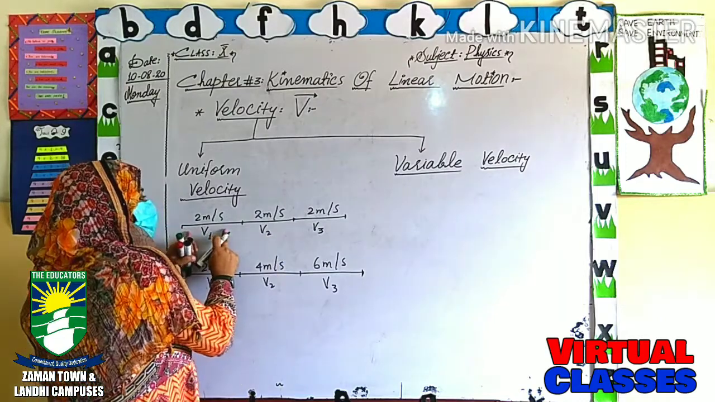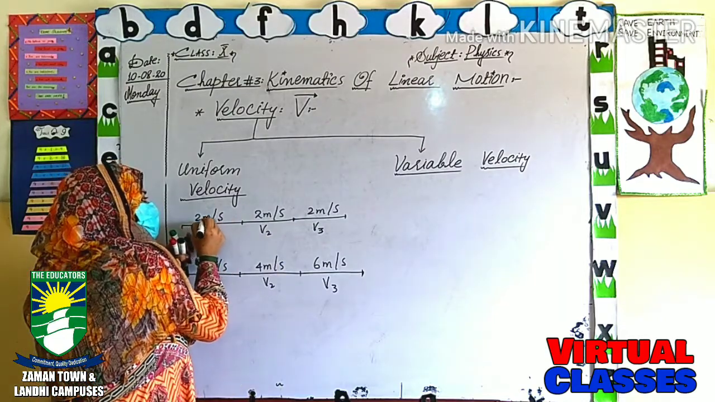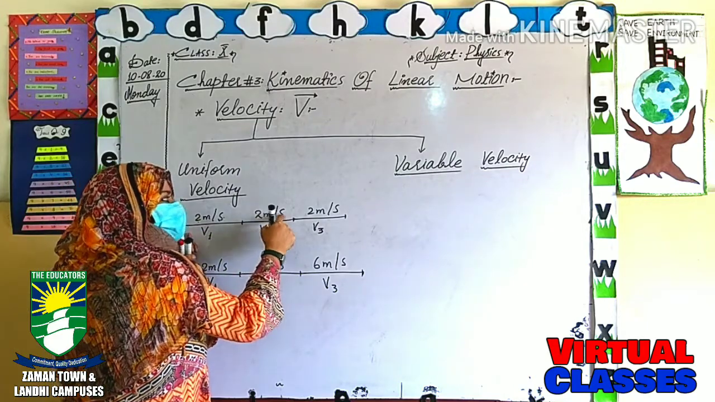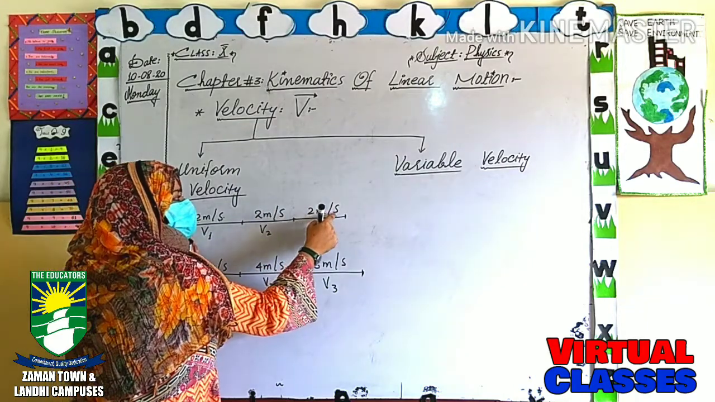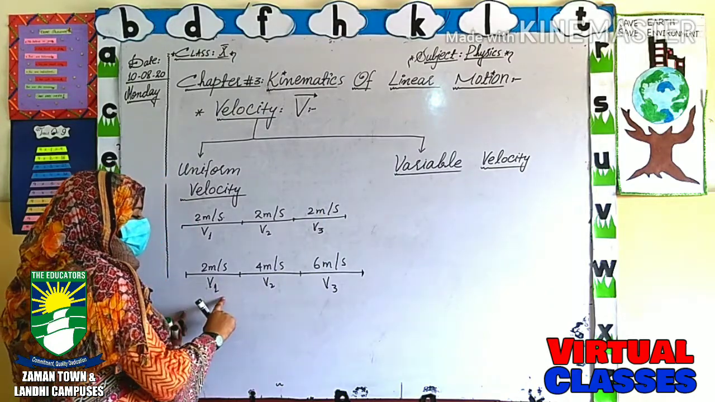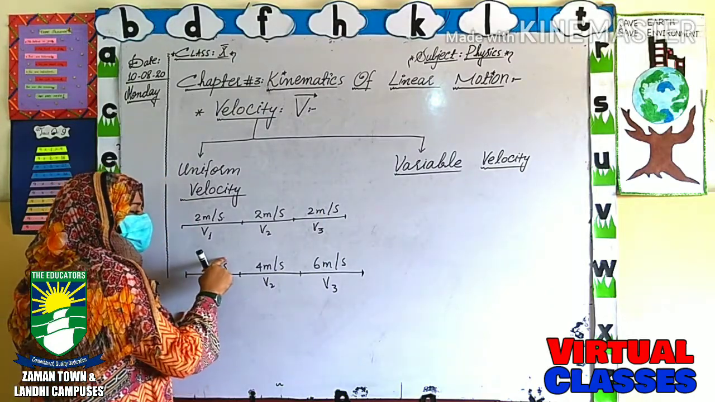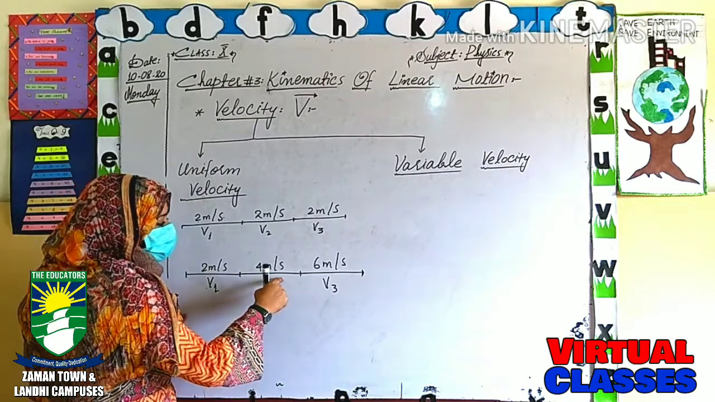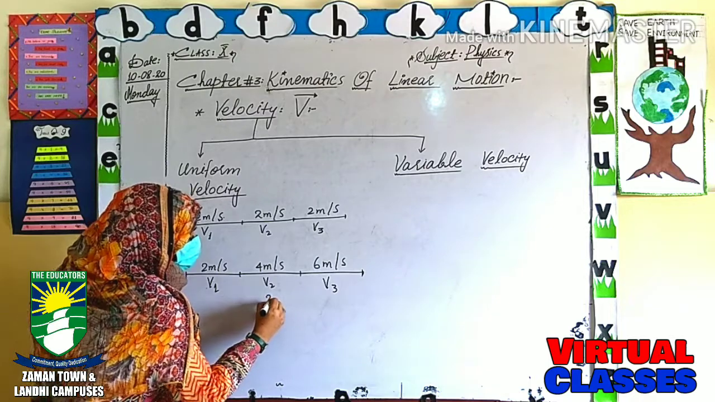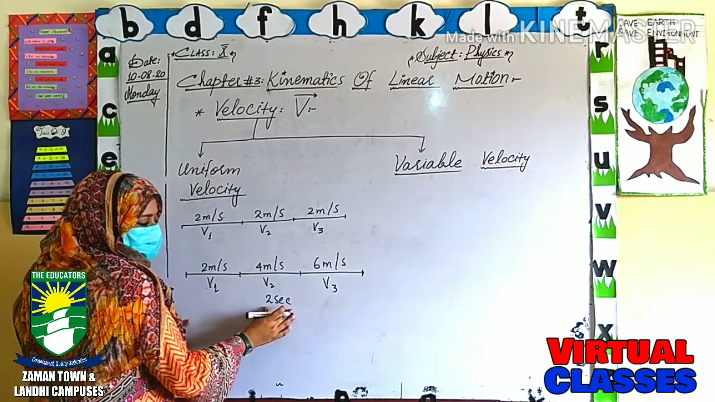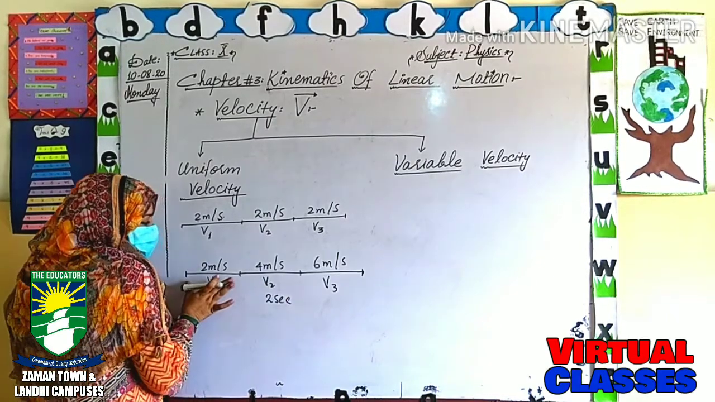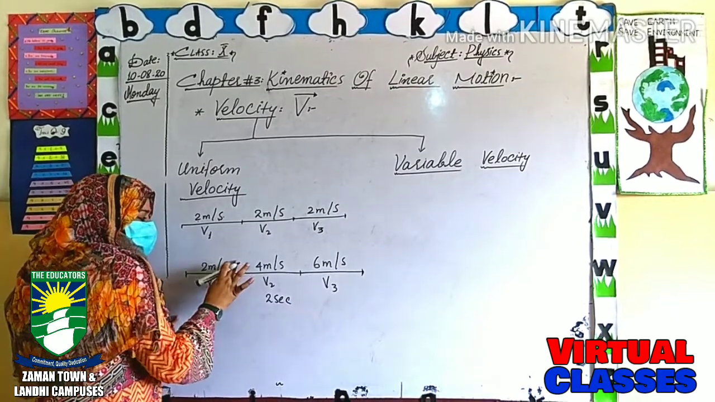Means in v1, 2 meter distance is covered in 1 second. In v2, 2 meter distance is covered in 1 second. In v3, 2 meter distance is covered in 1 second. While in this case, what is happening here? In v1, 2 meter distance is covered in 1 second. In v2, 4 meter distance is covered in 2 seconds. There will be a difference.